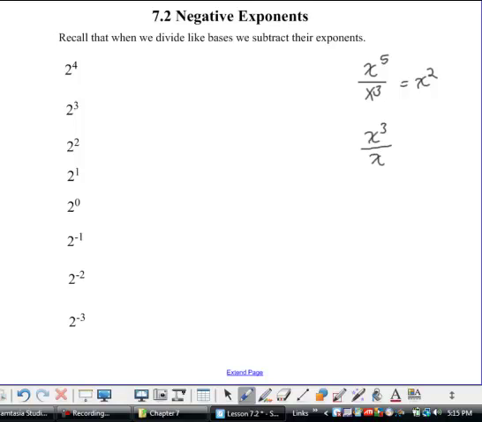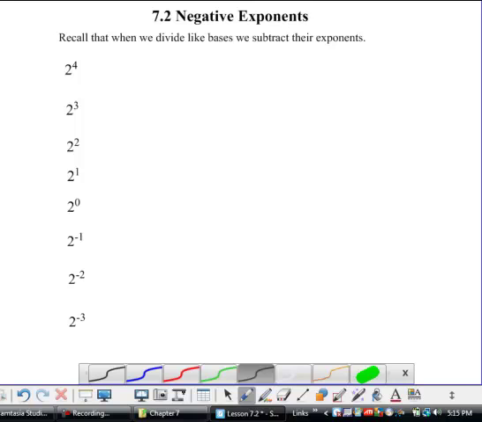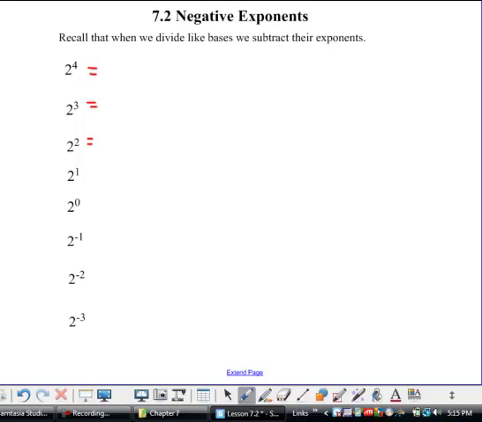X to the third on top and x to the fifth on the bottom, we get x to the negative 2. Well, I want to talk a little bit about that negative exponent and what it means. So, we have here a whole bunch of base 2, and if you can see, there's a pattern where the powers are going down by 1. And that's what I like about math. It's always a pattern. Let's see if we can figure it out.